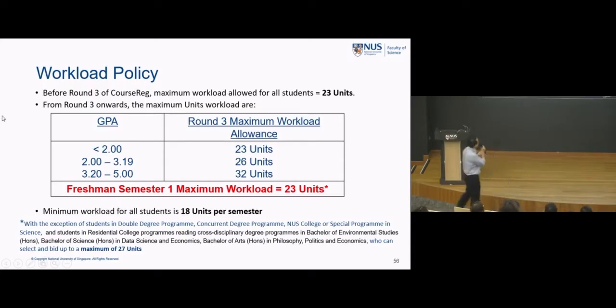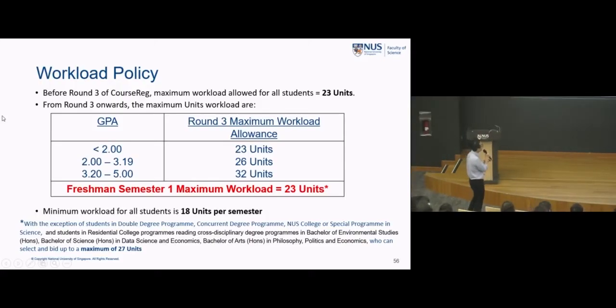Okay, policy-wise, in your first year, first semester, everybody has only 23 units capped to register for. So, like what was mentioned by Prof. Chiu, 20 units is typically 5 courses, because each course is typically 4 units. Okay?